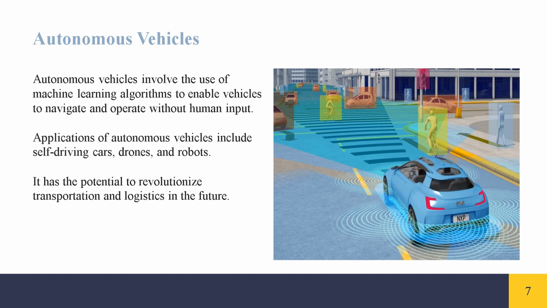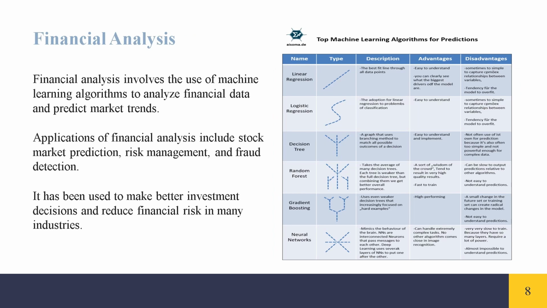Autonomous vehicles involve the use of machine learning algorithms to enable vehicles to navigate and operate without human input. Applications of autonomous vehicles include self-driving cars, drones, and robots. It has the potential to revolutionize transportation and logistics in the future.